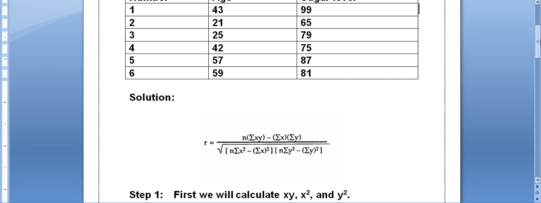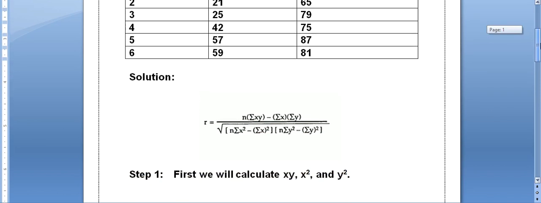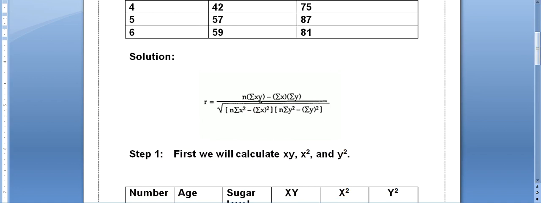So we have x and y. Here x variable is the age and y is the sugar level. For these two variables we will be finding out the R, that is the correlation coefficient. As per the formula, the things we have to find out are x into y, summation of x, summation of y. So we have x and y. Next we have to find out x square, y square. So we will find out these entries.